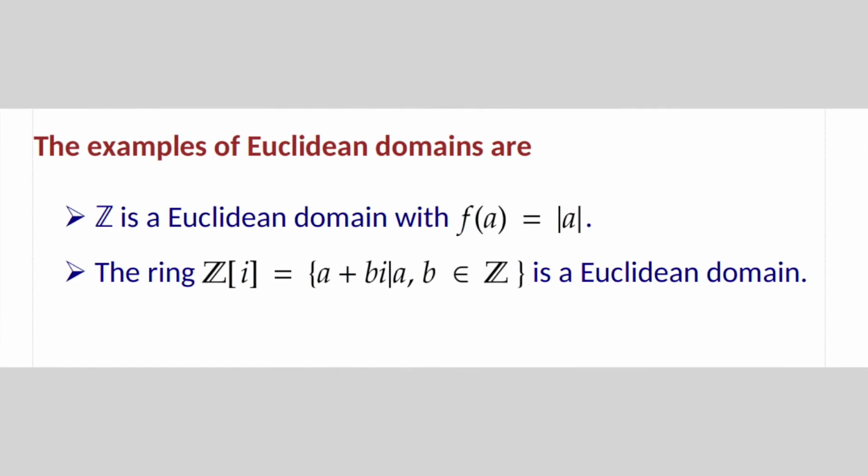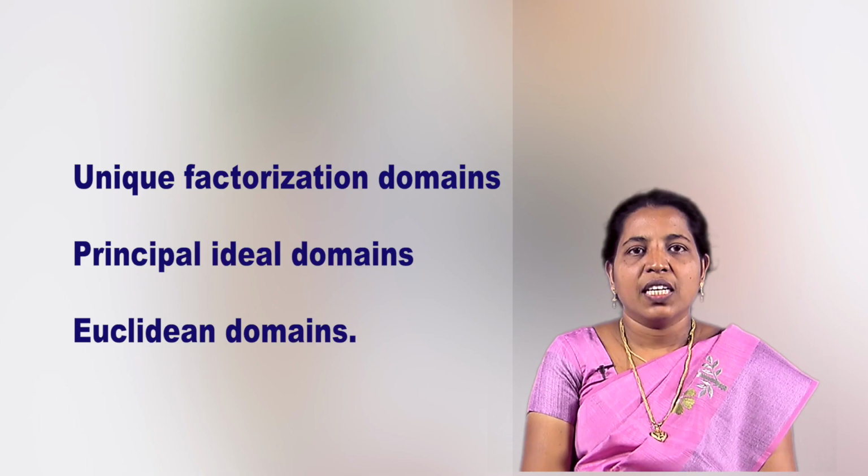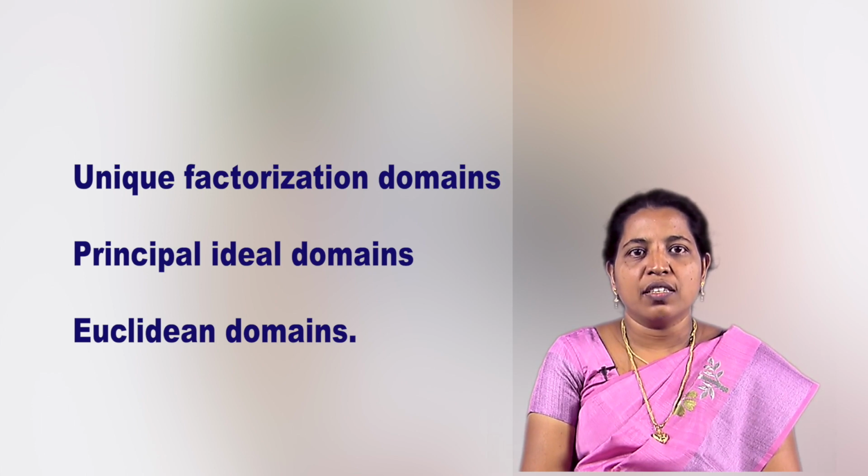The examples of Euclidean domains are Z is a Euclidean domain with f of a equal to the absolute value of a. The ring Z[i], equal to the set of all a plus bi such that a, b belongs to Z, is a Euclidean domain. In the later modules, we will give more details about the unique factorization domains, principal ideal domains and Euclidean domains.